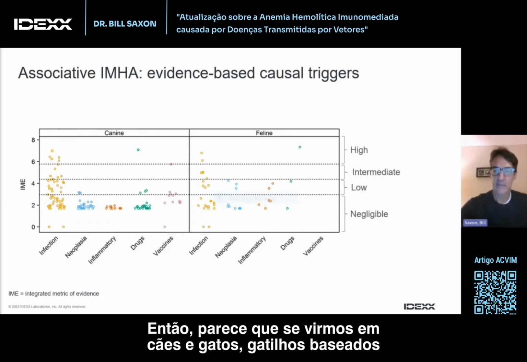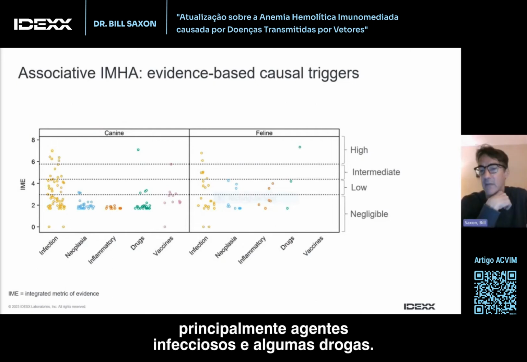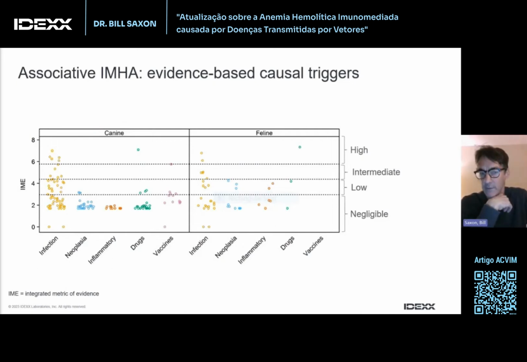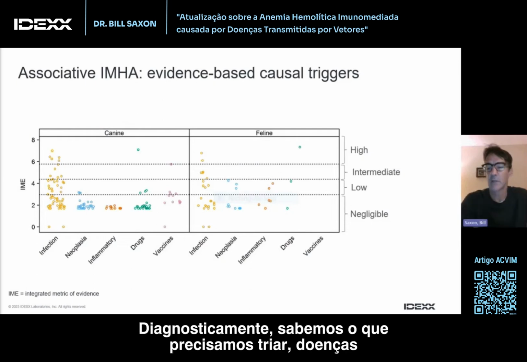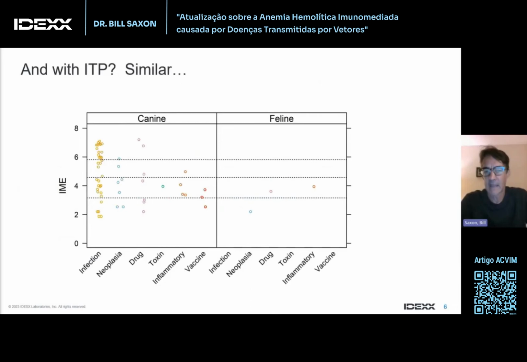So it looks like, if we see in dogs and cats evidence-based triggers for causal connection with IMHA, it looks like mostly infectious agents and some drugs. So this is helpful for us diagnostically. We know what we need to be screening for: infectious diseases. Similarly, ITP. Okay, same thing.